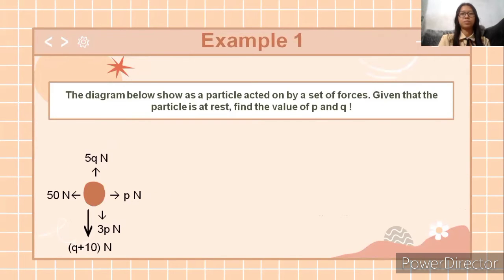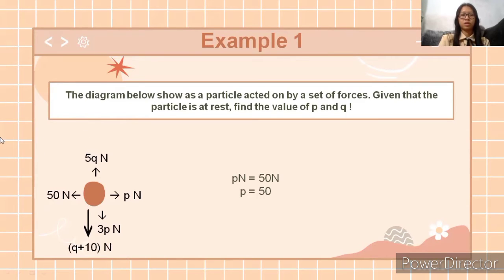Example number 1. The diagram below shows a particle acted on by a set of forces. Given that the particle is at rest, find the value of P and Q. So here is the diagram. First, we're gonna solve for the x-axis. P Newton is equal to 50 Newton. Cancelling Newton on both sides, so P is equal to 50.